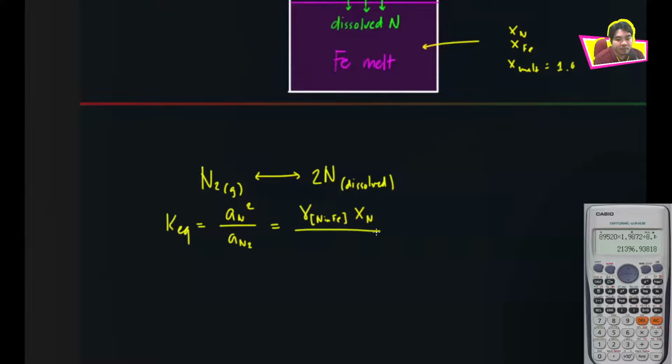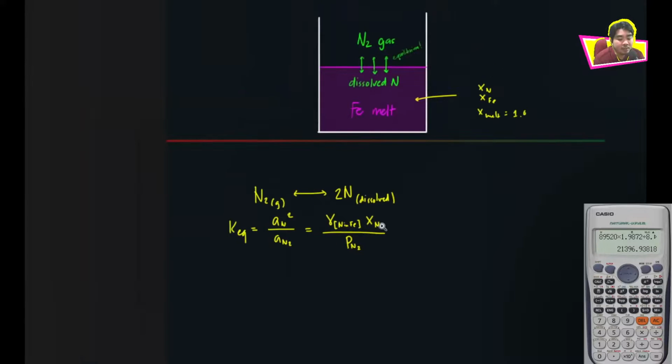Okay? Now we divide that by, since this is a gas, then the activities of gases, from the previous lecture, we noted that it is measured in terms of partial pressures. Okay. So rearranging this, we can get... paano ba to?